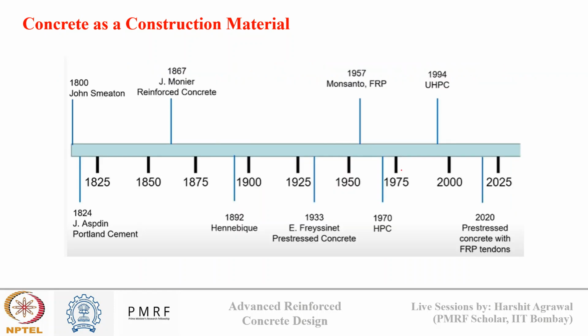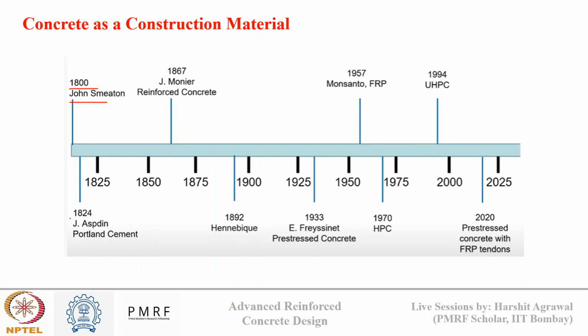Now, if we look at the history of concrete material, the history of concrete begins in 1800 with John Smeaton, who is credited with developing the first modern concrete using hydraulic lime, and he used this concrete for building a durable structure like Eddystone Lighthouse during that time.